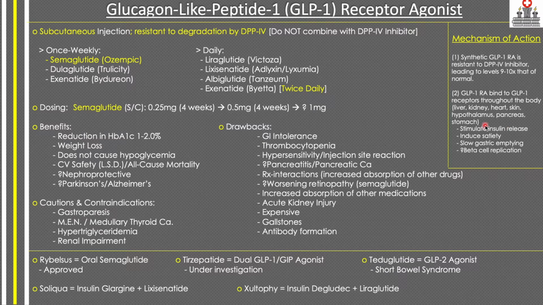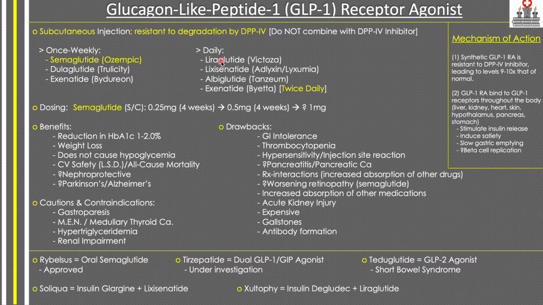So if we go over the various types now, we can see there's semaglutide, also known as Ozempic. I've put that in yellow because that's probably the most commonly prescribed one, the most well-known, and in my opinion, the most beneficial out of all of them. There's also dulaglutide, which is known as Trulicity, and there's a type of exenatide known as Bydureon. These are all given as a once-a-week injection, which is likely to improve compliance.